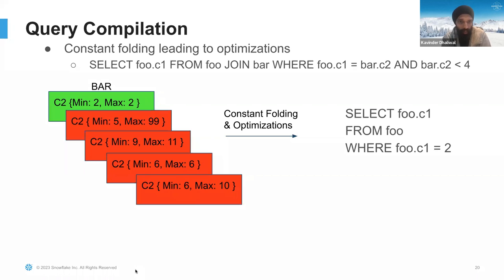Pruning and constant folding were things that I wasn't aware of how powerful they could be before I joined Snowflake, having seen other systems. I can't highlight enough how much we leverage these optimizations.